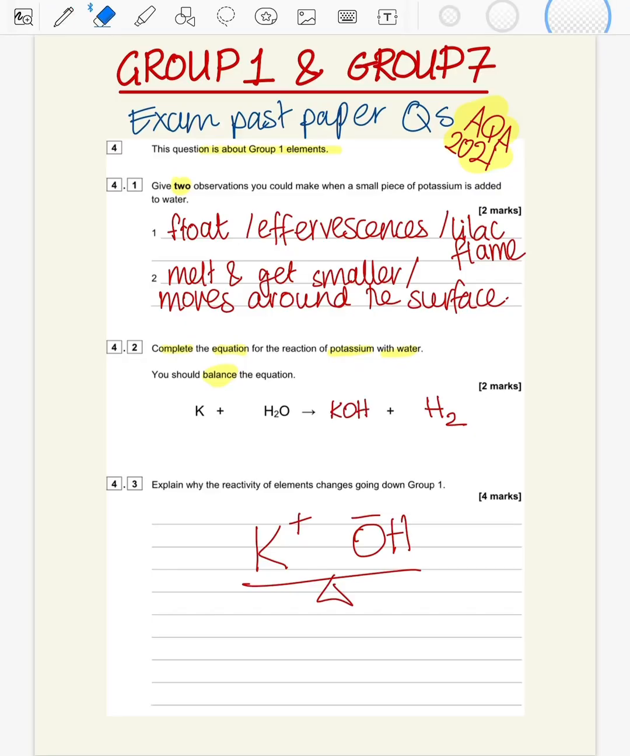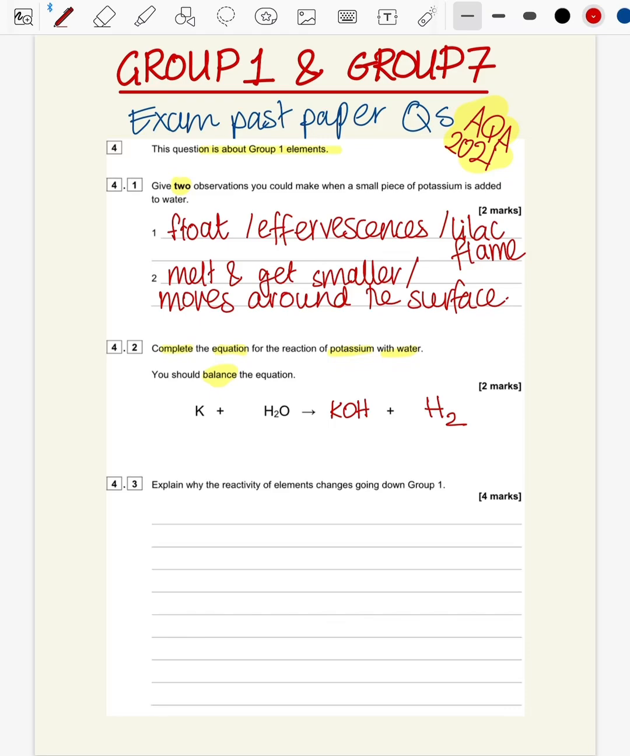Okay, so we have our products in place, but now we need to balance the equation. I have 1 potassium on each side. I have 1 oxygen on each side, but on the right hand side, I have 3 hydrogens, and on the left hand side, I have 2 hydrogens. So my hydrogens are a little bit unbalanced.